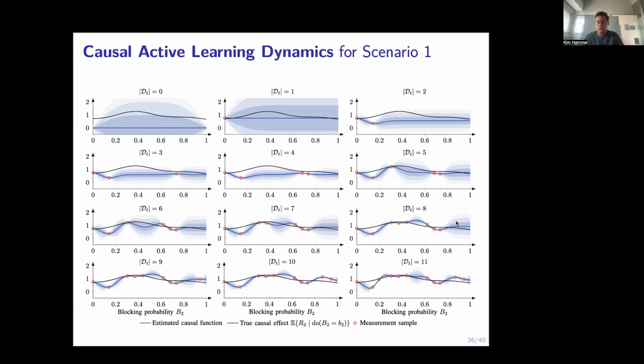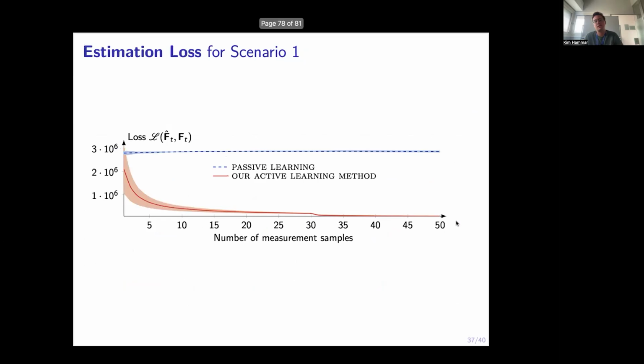This is also shown if we look at the estimation loss. Similar to the trend we observed before, we see that our method very rapidly reduces the estimation loss, because it's able to pick interventions that greatly improve the estimate of the causal functions. Whereas the passive learning baseline remains with a very high loss. It reduces a little bit, but it's so negligible that it's not even visible in the figure.